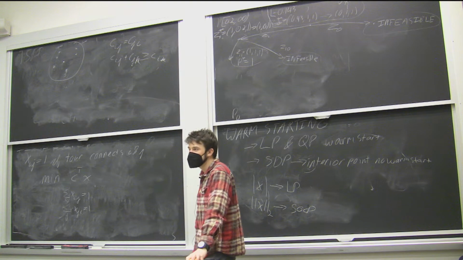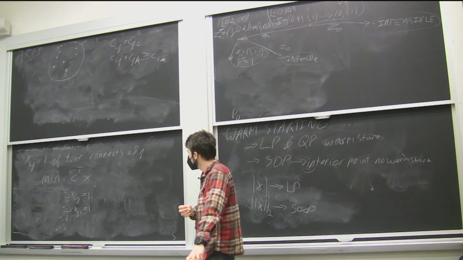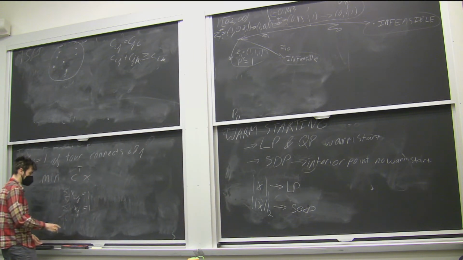Aren't these two constraints saying the same thing? Because you're summing over i, but the i is the first one. Thank you.